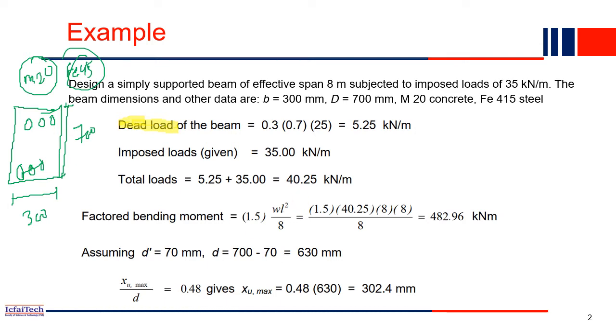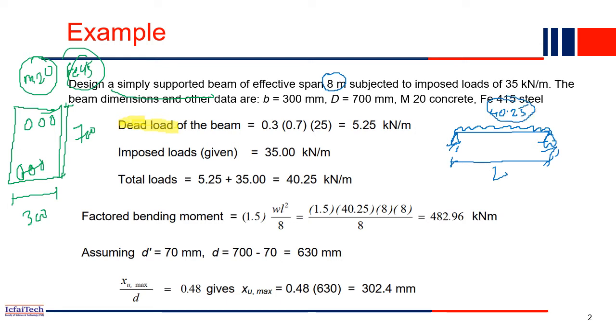In the question it is given that it is a simply supported beam. Simply supported beam means, let me draw it here. This is a beam, and simply supported means both the ends are simply supported. This is the total length, L, the effective length, which is also given to us as 8 meter, right? And the UDL is acting. The total load, which is 40.25, is acting as a UDL on this beam.